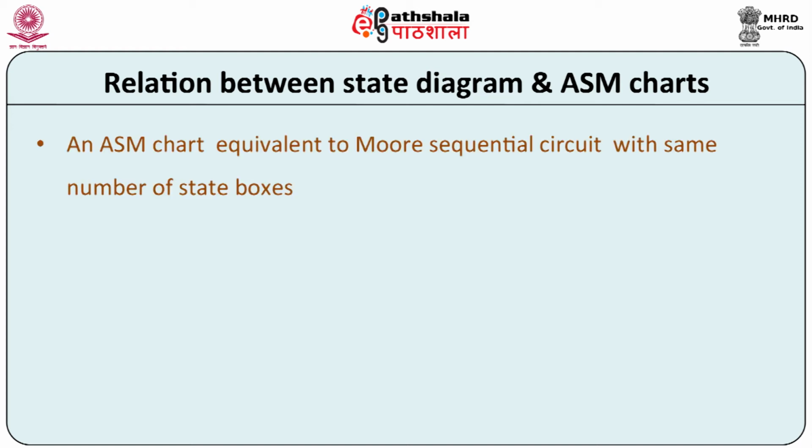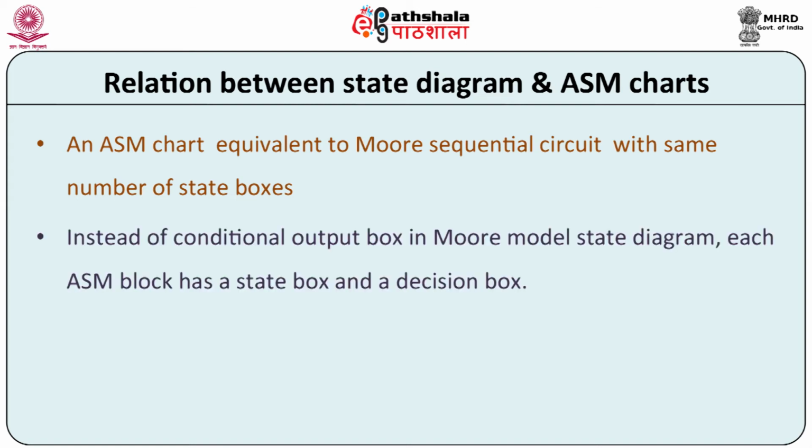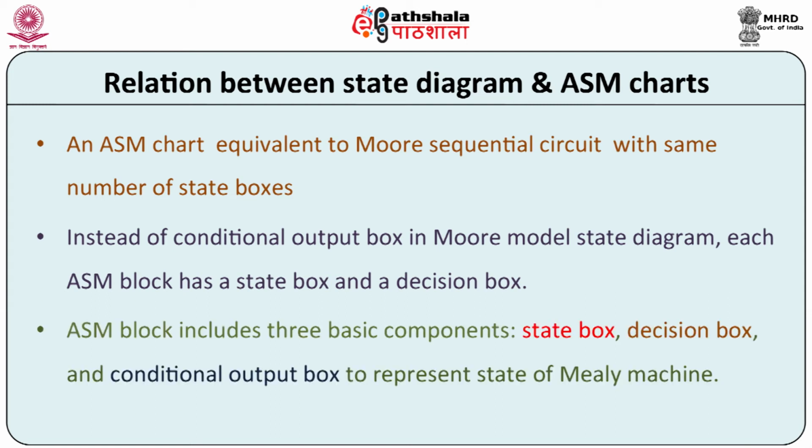First, an ASM chart is equivalent to Moore sequential circuit having same number of state boxes and ASM blocks as in the state diagram. Second, instead of conditional output box in a Moore model state diagram, each ASM block has a state box and a decision box. Third, ASM block includes three components: state box, decision box and a conditional output box to represent one particular state of Mealy machine.